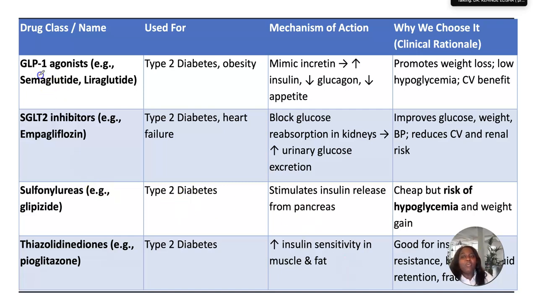What about GLP-1 agonists like semaglutide, liraglutide? These are used for type 2 diabetes and obesity as well. What is the mechanism of action? It actually mimics incretin. It increases insulin, it decreases glucagon, and it decreases your appetite. So you don't eat as much.